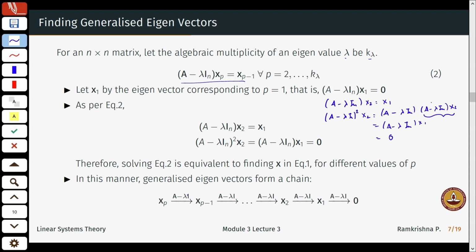So, you can just visualize them as a chain, right. What I have is (A minus lambda I) times x1 is 0, and similarly (A minus lambda I) times x2 will give me x1, (A minus lambda I) times x3 will give me x2, and so on. Okay. And this will give me say k lambda different eigenvectors.